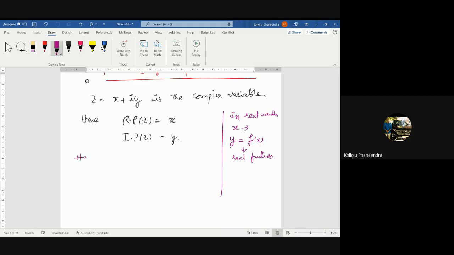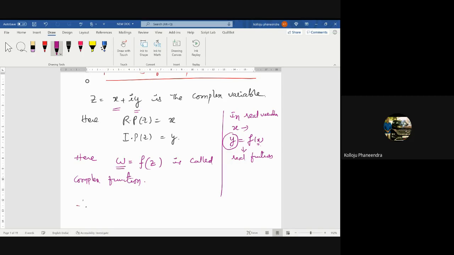Here, now in place of y, w, and f of, in place of real variable x, complex variable. Here w equal to f of z is called a complex function. And what is meant by complex variable? A complex variable must possess one real part and one imaginary part.